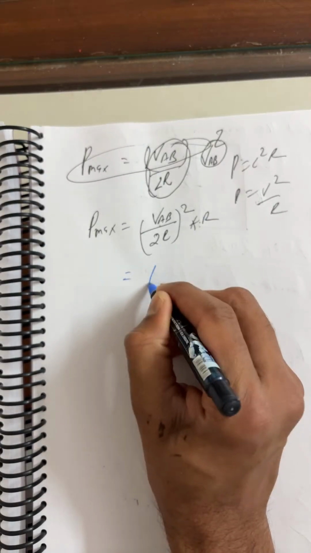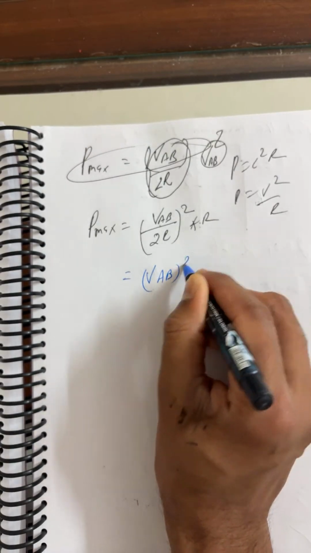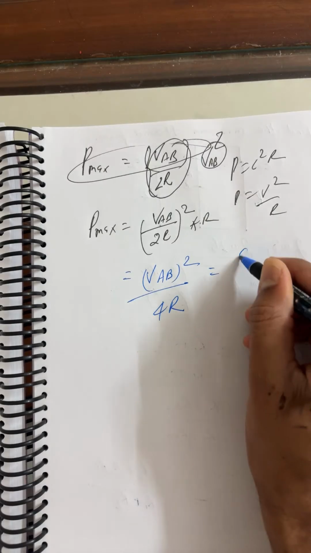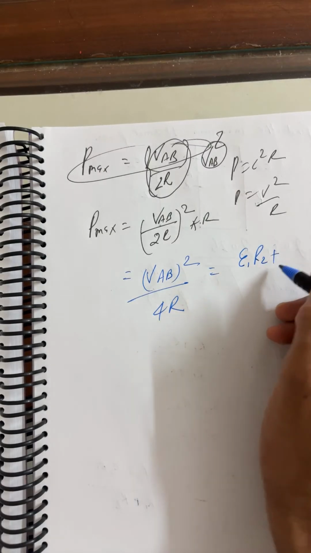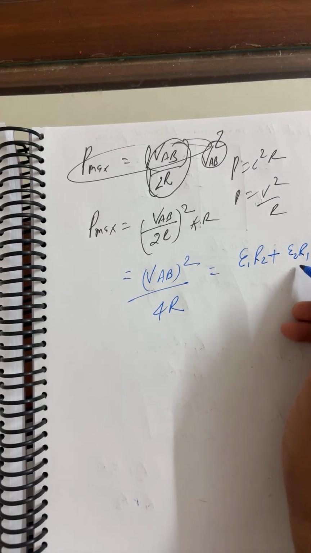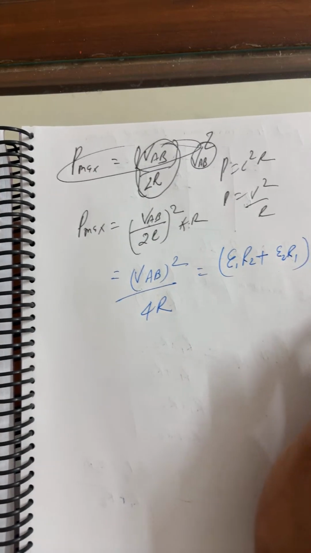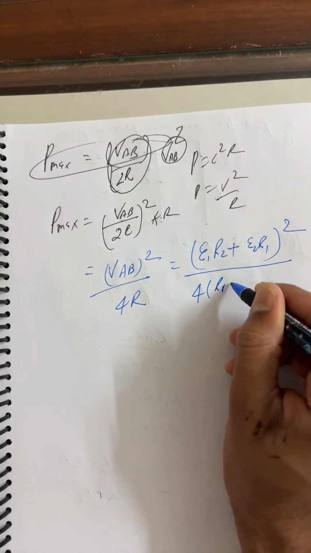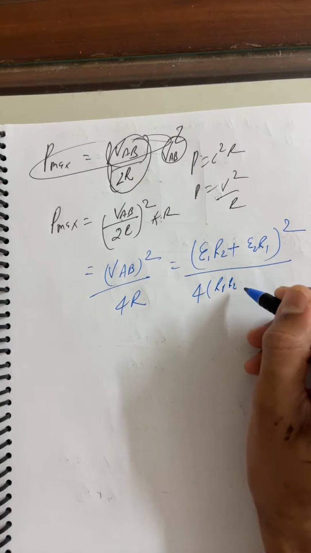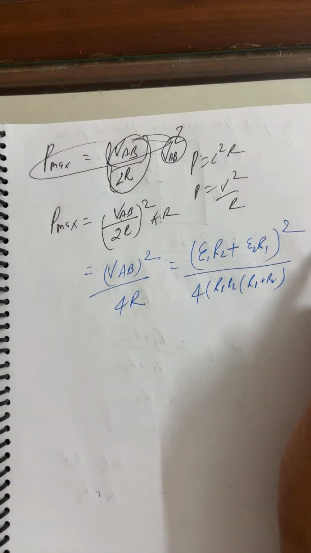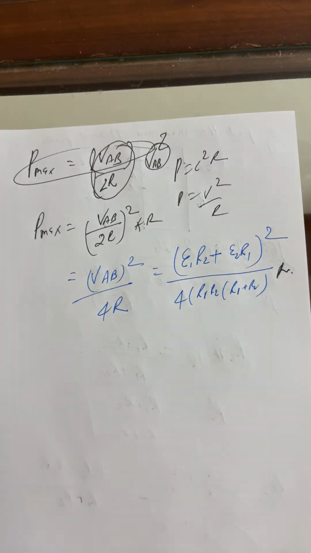So here our maximum power, what can I write? Potential of AB whole square upon 4R, which is equal to E1 R2 plus E2 R1 entire whole square upon 4 times of R1 R2 into R1 plus R2. So this is the answer of this question.